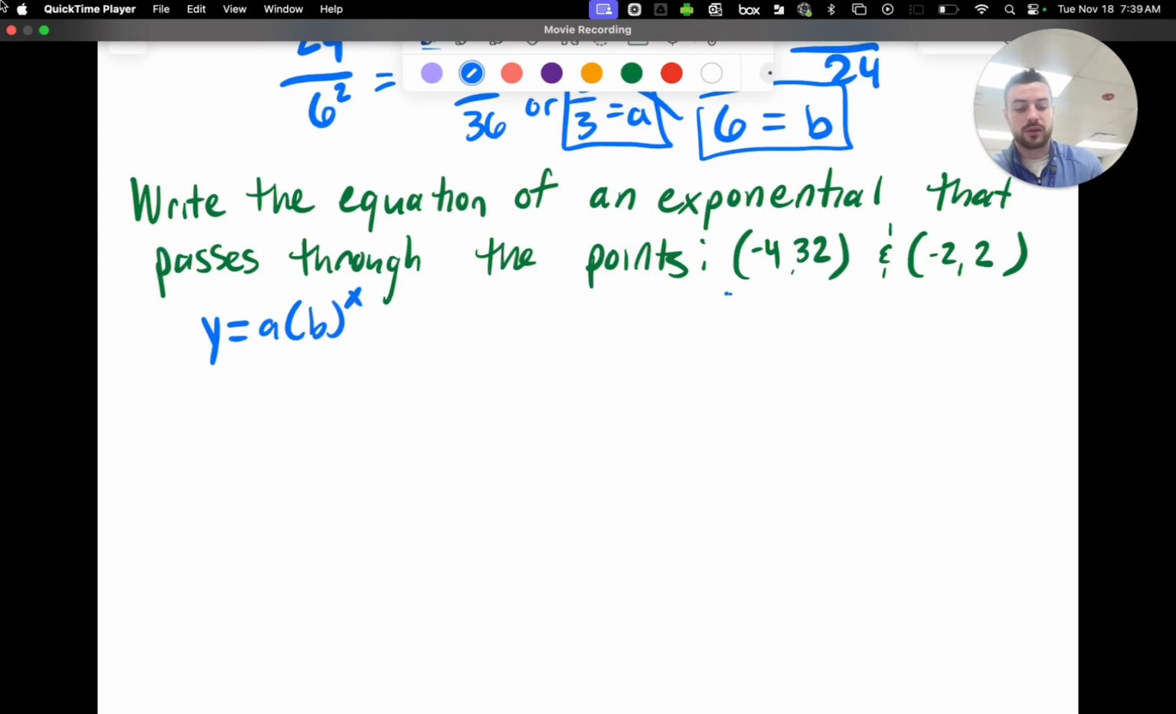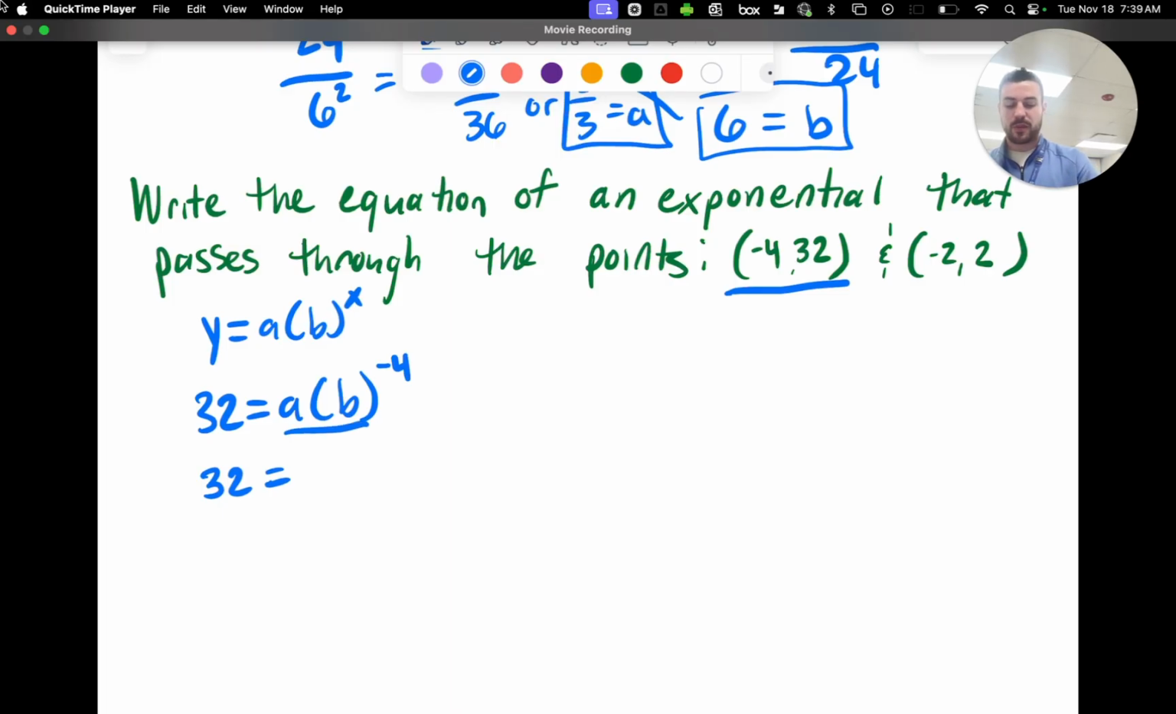And I'm going to plug in one of my points. 32 equals a times b to the negative fourth power. Now, when we have a negative exponent, we can get rid of it by moving it to the denominator if it's in the numerator, or from the denominator to the numerator if it's already in the denominator. Essentially, we just need to remember that this is over 1, and so now if we just move the b to the bottom, the exponent is going to become positive. So if I isolate my variable, I'm going to multiply both sides by b to the fourth. I get 32 b to the fourth is equal to a.